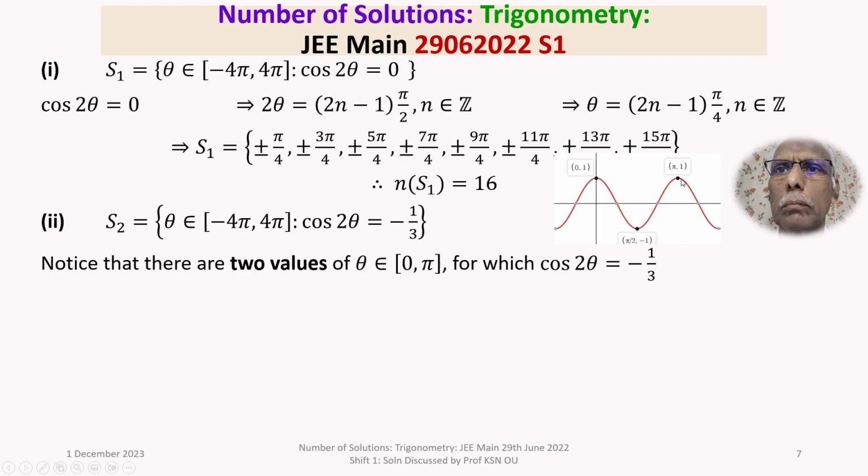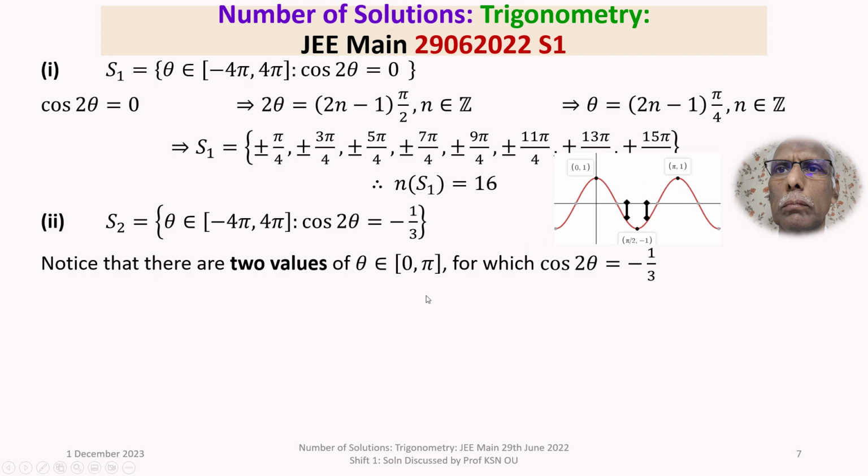You can see it from the graph. This is your cos 2 theta graph, and this is theta is equal to 0, and this is theta is equal to pi. In that interval, cos 2 theta is equal to minus 1 by 3 for two values of theta. So this is one, this is the other. This is the situation in the interval 0 to pi.